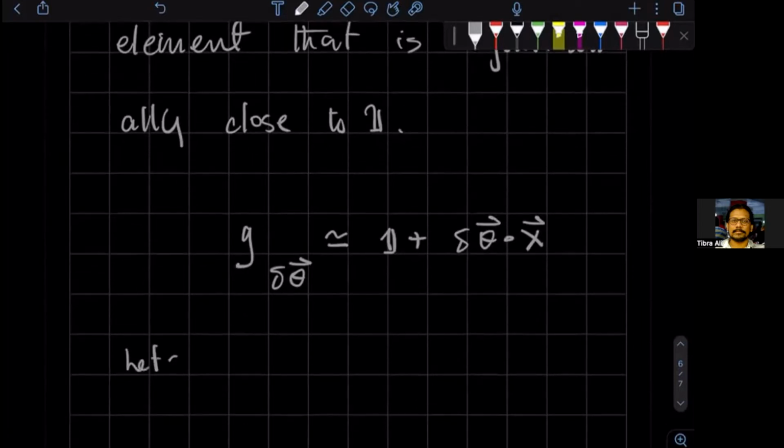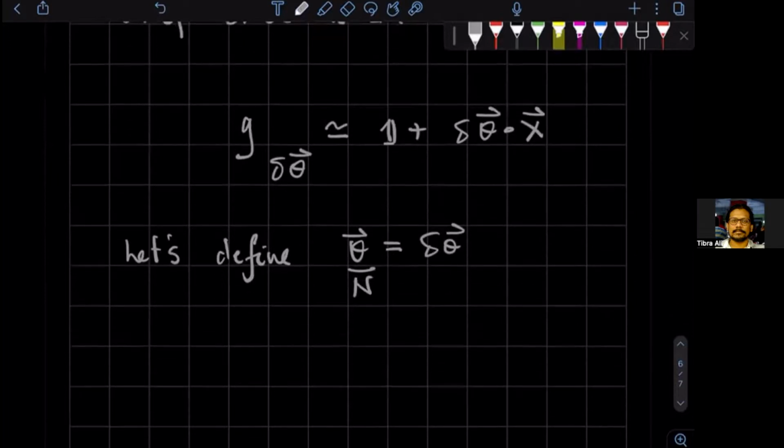Now, let's define theta to be related to delta theta in the following way. Theta over n is equal to delta theta, okay? So n is going to be some integer. We have not specified n yet. Okay, n is going to count the number of times we are going to apply this element.